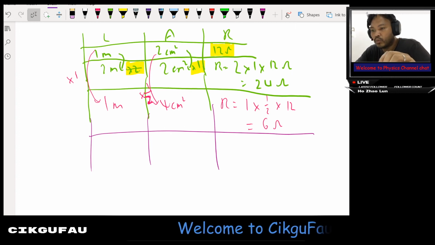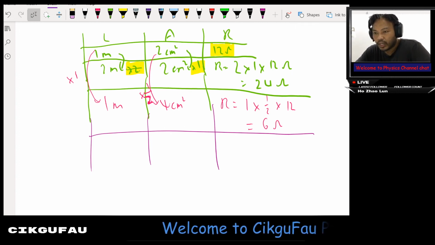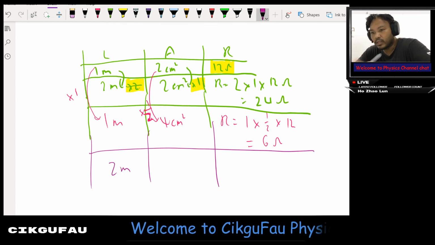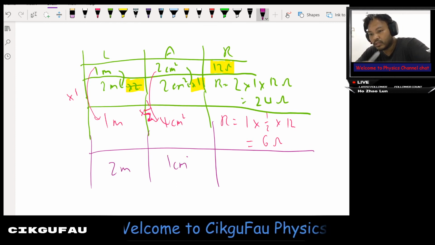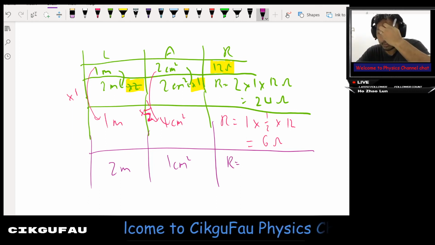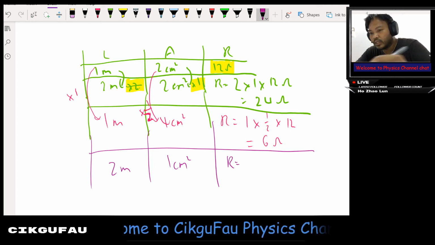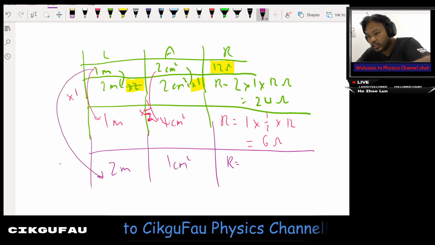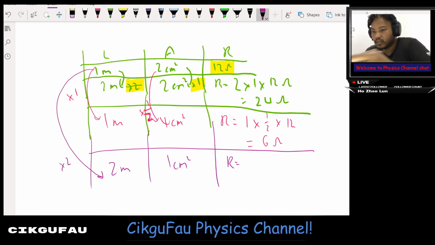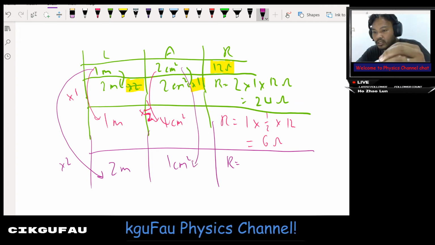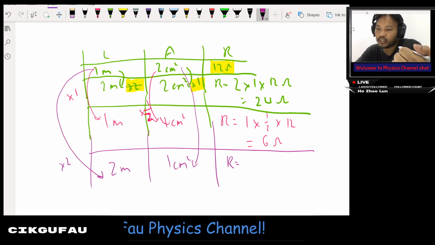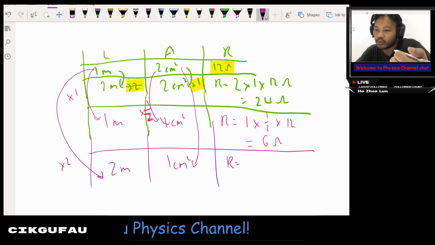Okay, so when I have a length which is 2 meter, cross-sectional area which is 1 cm square, what is the resistance? So now we are doing the comparison all over again. So we look at this. This is 2 times, right? This is half, because the cross-sectional area from 2 cm square to 1 cm square is half. So it's reciprocal of half.